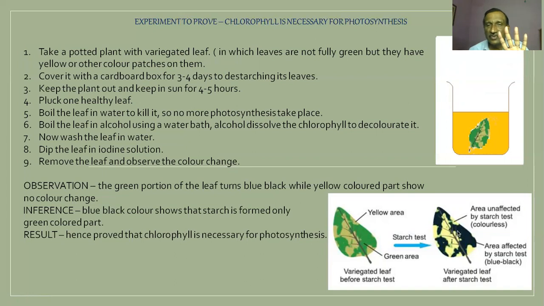So we have done three activities. First activity: light is necessary for photosynthesis. Activity 2: carbon dioxide is necessary for photosynthesis. And the third one is that chlorophyll is necessary for photosynthesis.